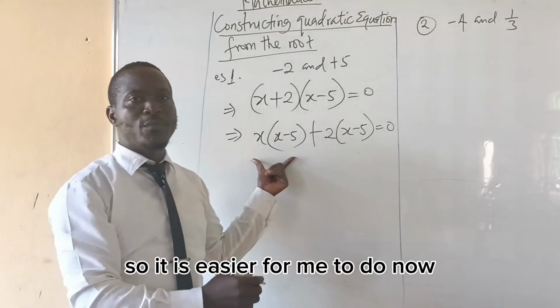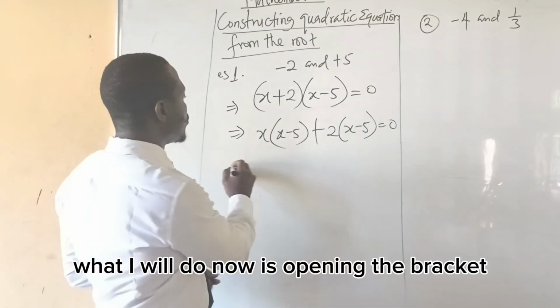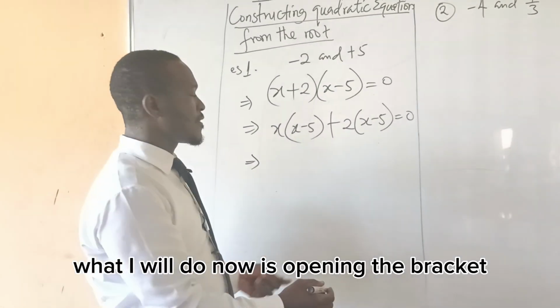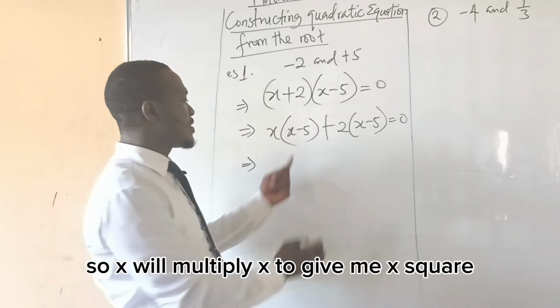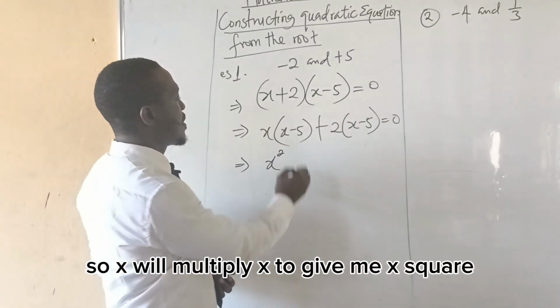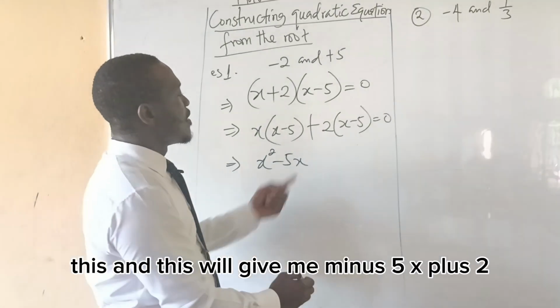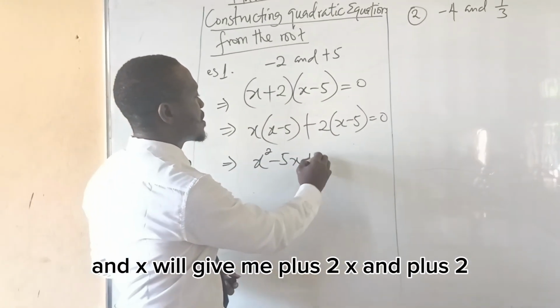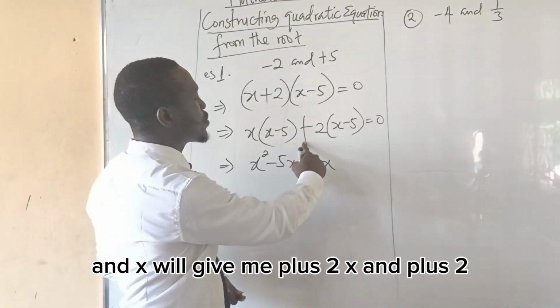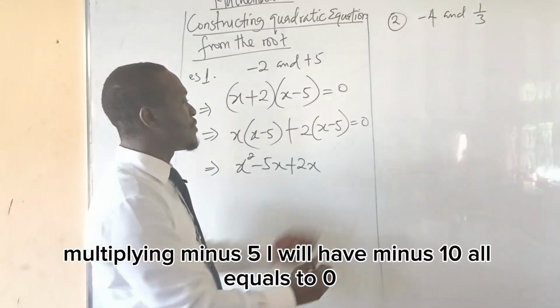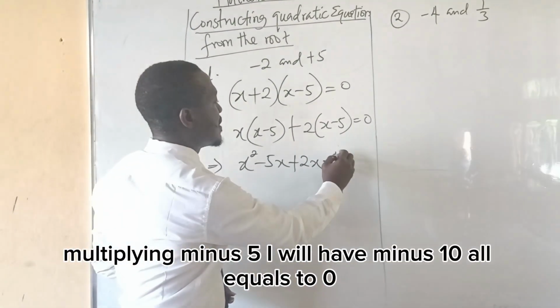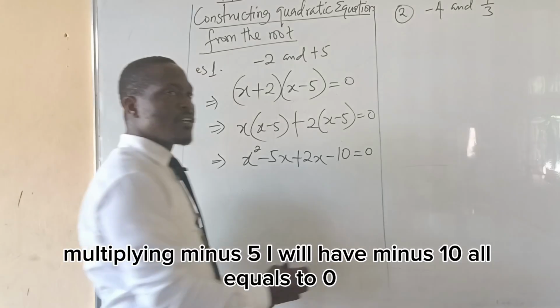So it is easier for me to do now. What I will do now is opening the bracket. So x will multiply x to give me x squared. This and this will give me minus 5x. Plus 2 and x will give me plus 2x. And plus 2 multiplying minus 5, I will have minus 10, all equals to 0.